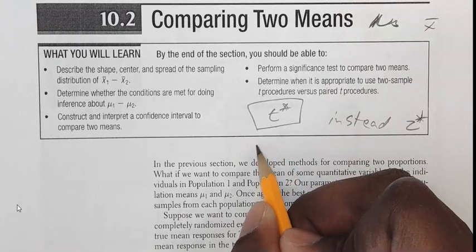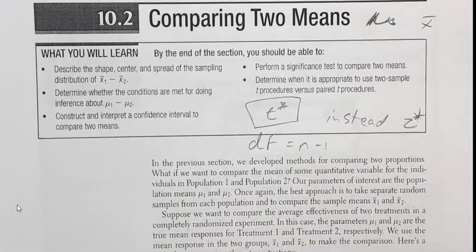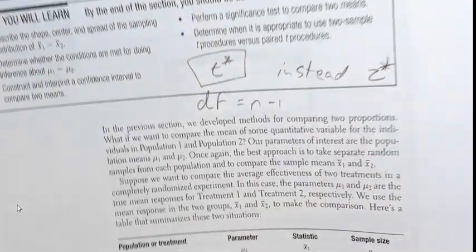So remember with t-star values you have degrees of freedom, and that degree of freedom is n minus 1. All right, so let's get to it.